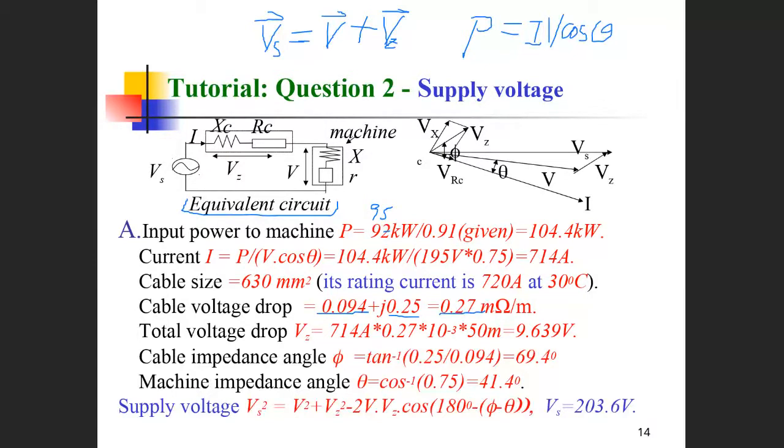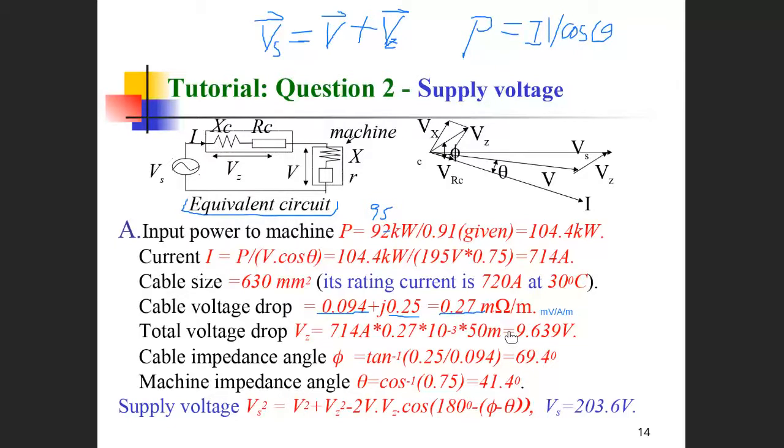Millivolts per ampere per meter. You can say milliohms per meter for two conductors together. Now, the total voltage drop on the cable is the total current, 740 amperes, times the per-meter voltage drop, times the 50 meters length, which has a value of 9.6 volts. This is just the voltage drop value.